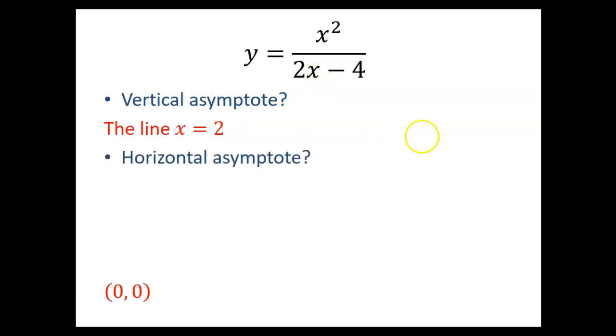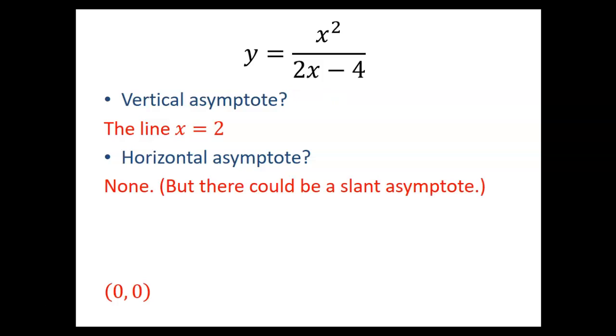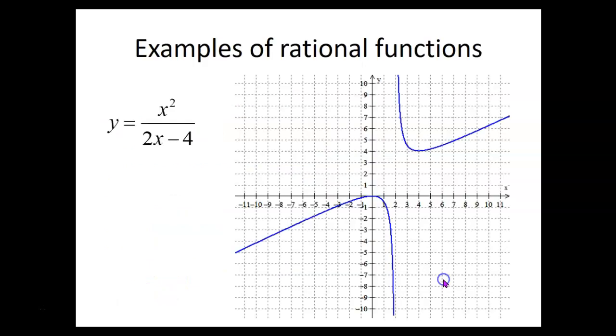Horizontal asymptote? The numerator has degree 2. The denominator has degree 1. When the degree of the numerator is higher than the degree of the denominator, there is no horizontal asymptote. But there could be a slant asymptote. I'll come back and talk about that in a minute. Y-intercept, 0, 0. X-intercept, 0, 0.